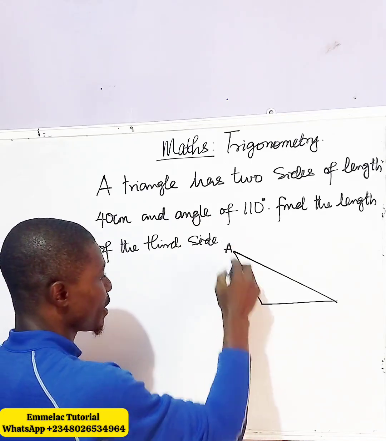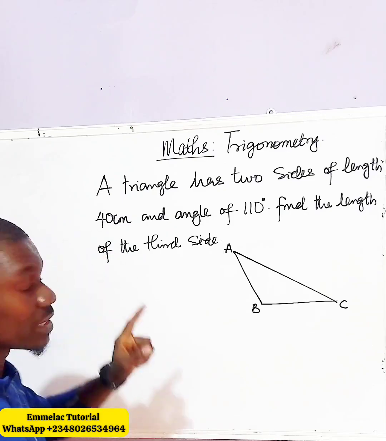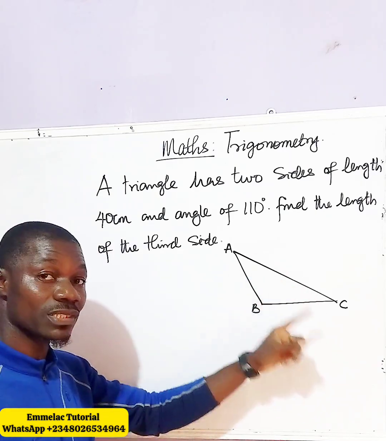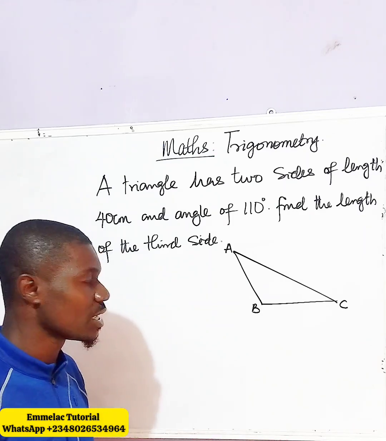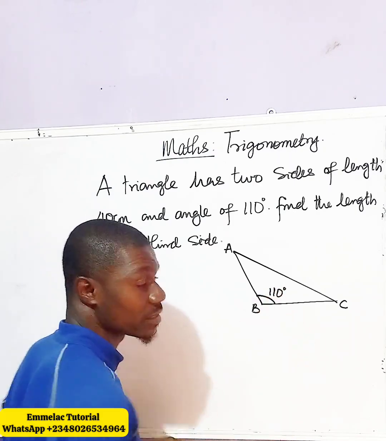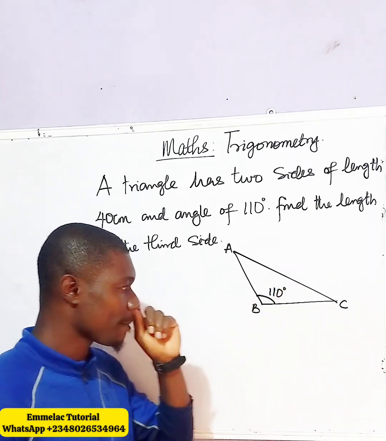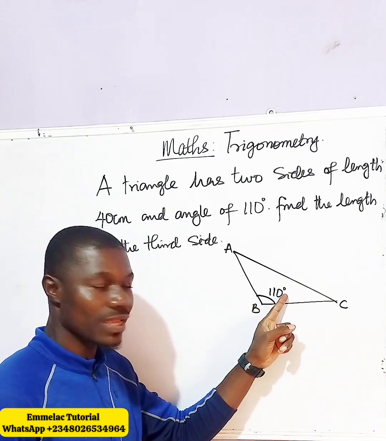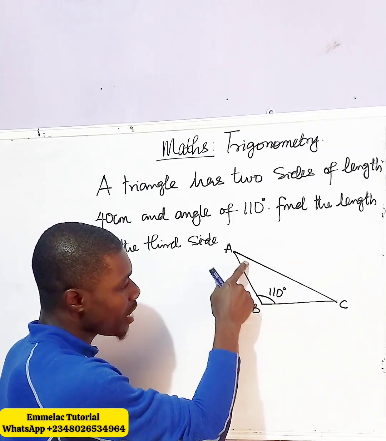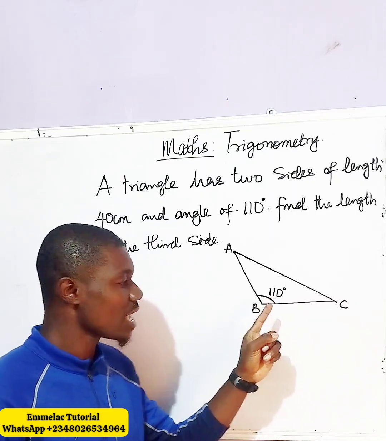So let us say this is A, B, and C. Now, two sides are 40 centimeters, which means two out of these three sides are 40 centimeters. But be very careful. If here is 110, this part shouldn't give you 40. Why? Because if here is 110, it implies that this angle and this angle will give you the remaining 70 to make it up to 180.